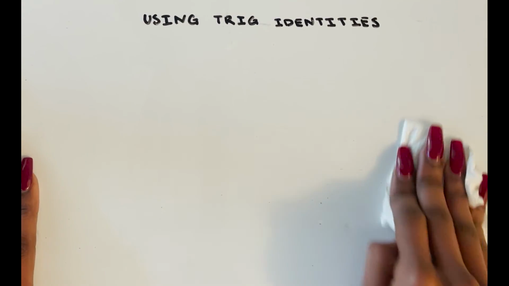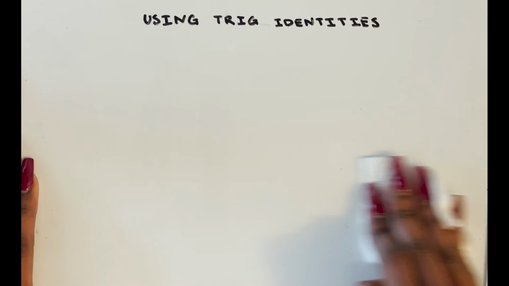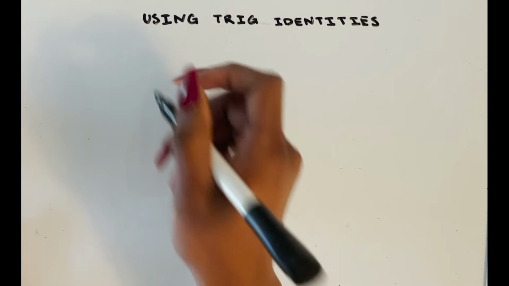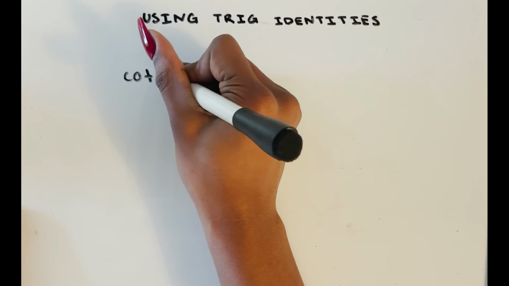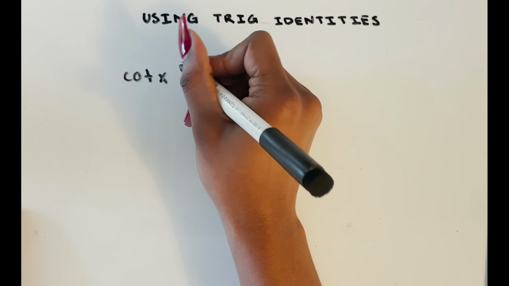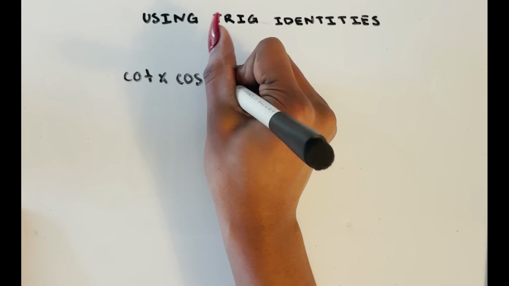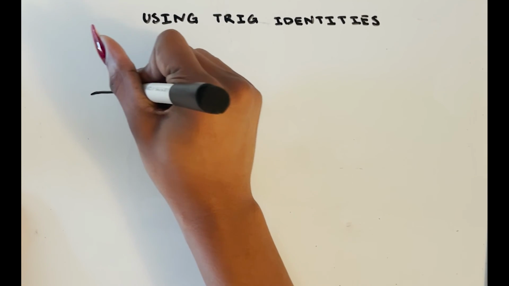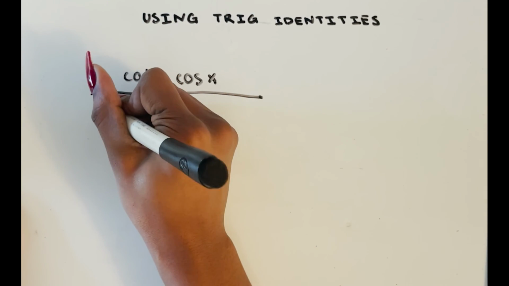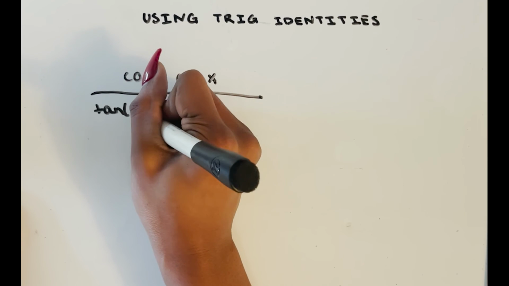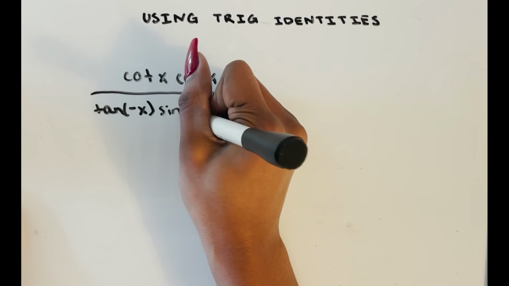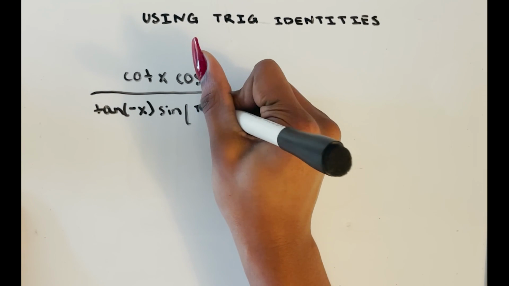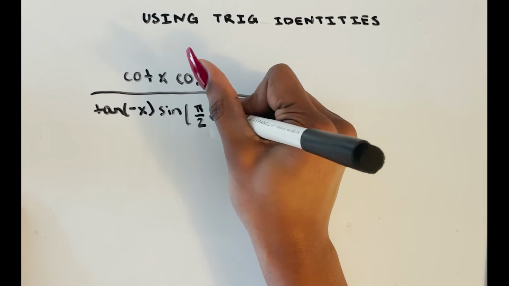This is how we use our trig identities to simplify trig expressions. As always, I'll leave you all with an example to do on your own. Simplify the expression cotangent of x times cosecant of x over tangent of negative x times sine of pi over 2 minus x.